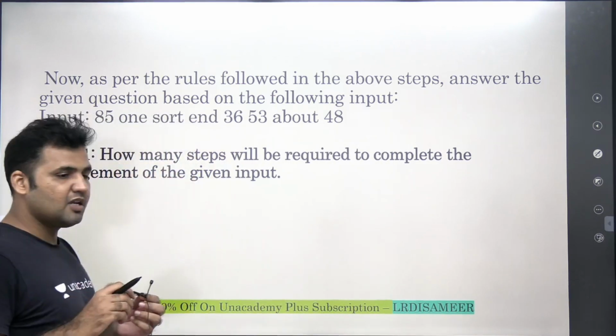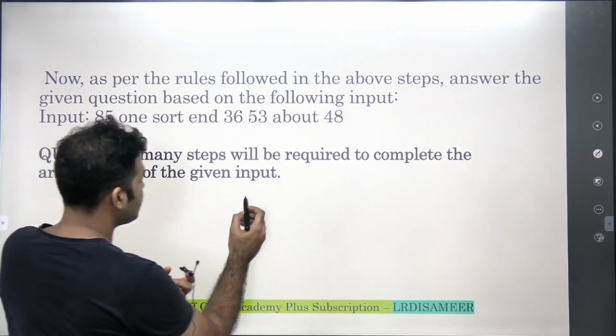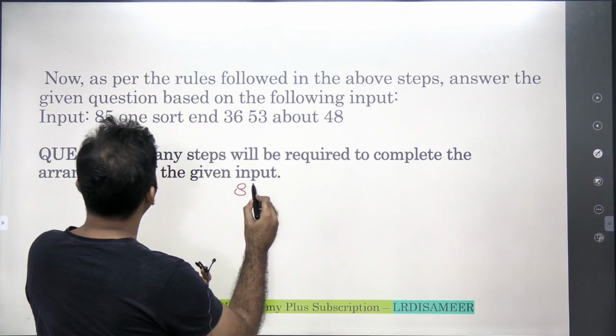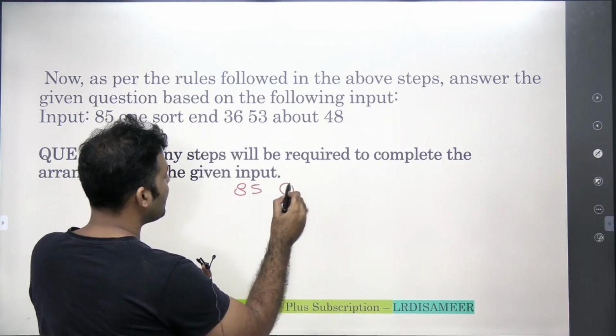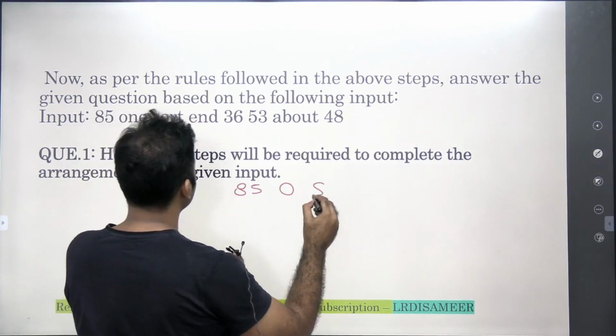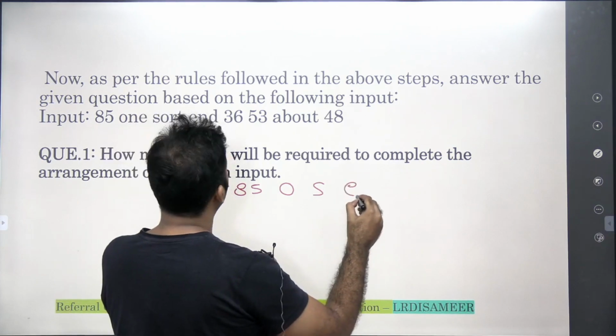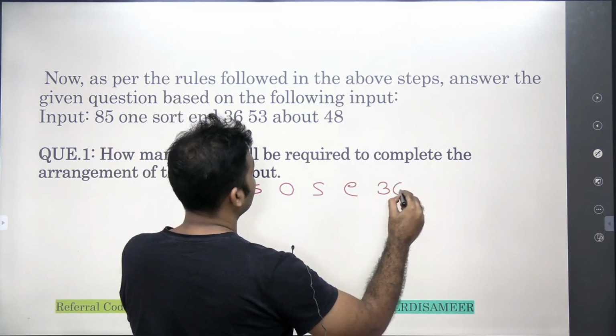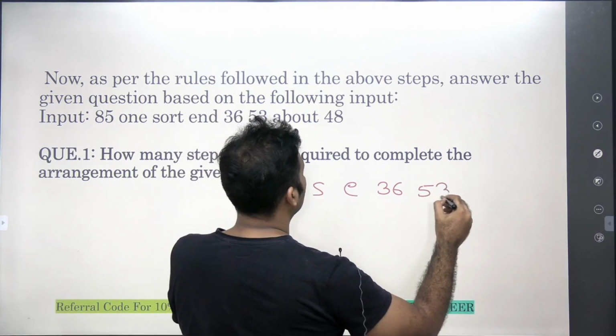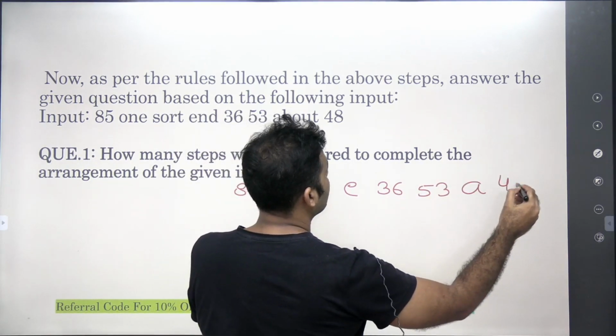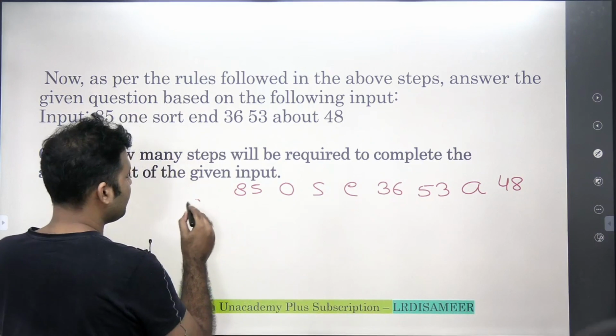Now, what is my input here? My input here is 85, O, S, E, then 36, then 53, then A, and then 48. So what will happen in step 1?